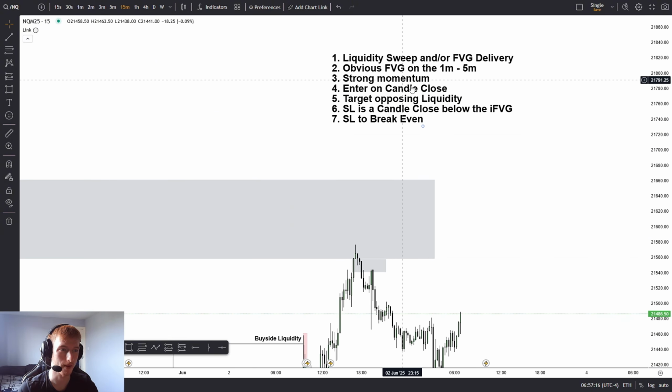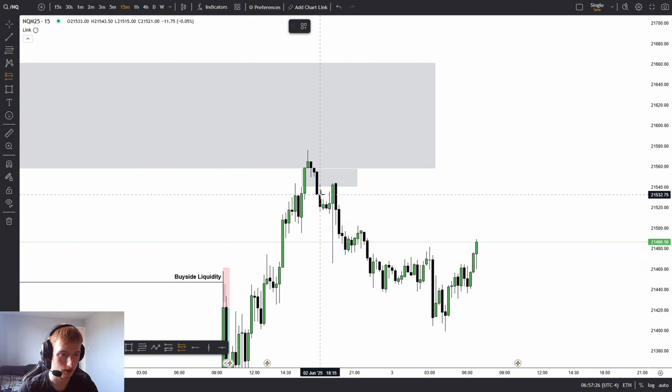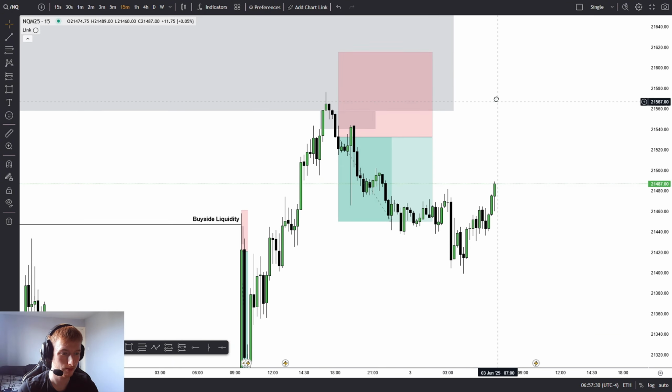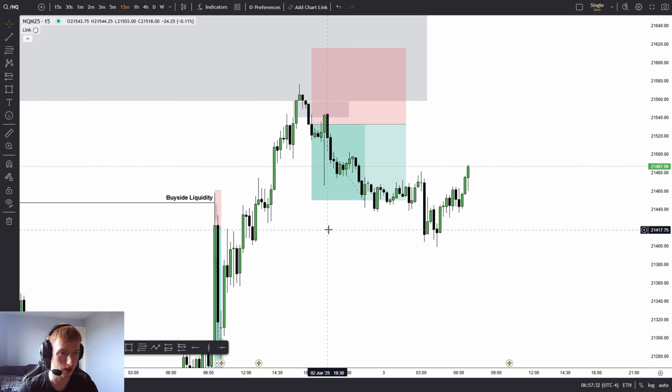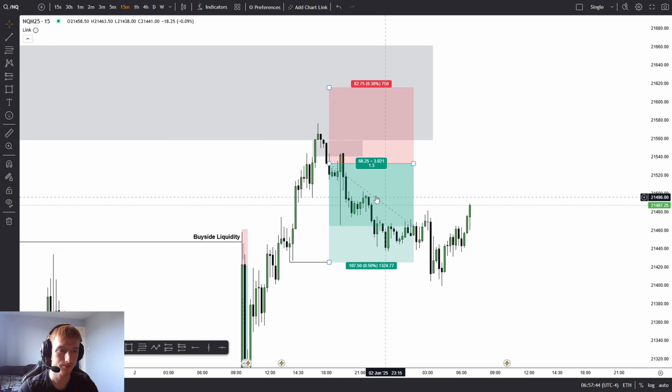Now we're looking for strong momentum. Have we got strong momentum here? Yes, there's no bottom wick, and there are 3 instant candles after entering this fair value gap. There's the momentum. You would enter on candle close, as you can see. Entry on candle close. We target opposing liquidity. The first target would probably be this liquidity here, because that is the best target for me.